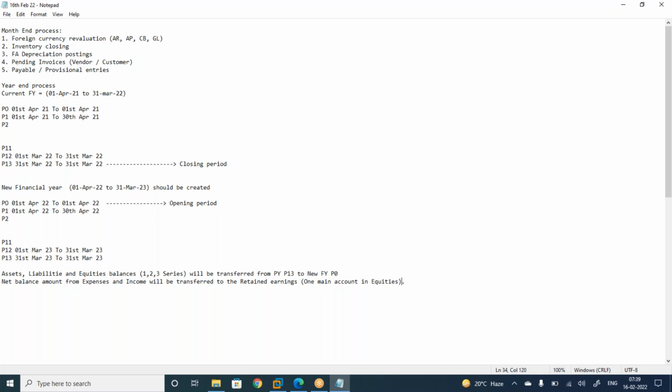So you need to remember, expenses and income balances will not be transferred, and the net amount will be transferred as a net balance to retained earnings. Understood? Any questions in this area? How to do it, I will show you in the system. It is simple, a 2 minutes job, but you need to understand all these things.